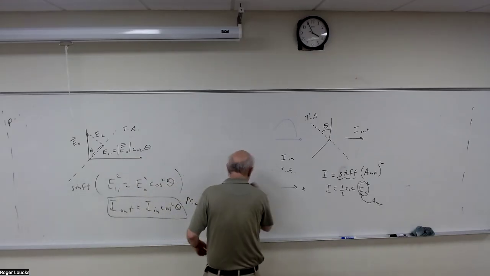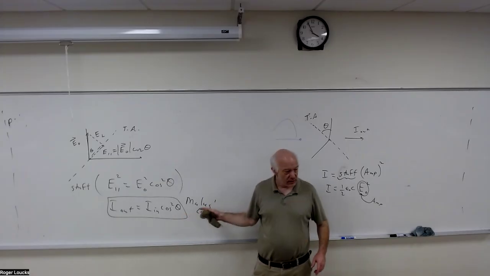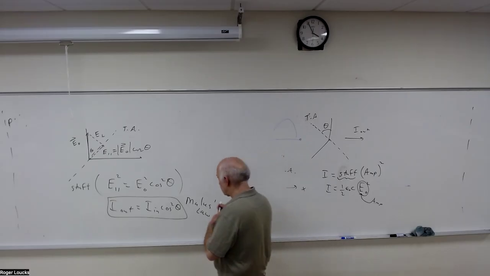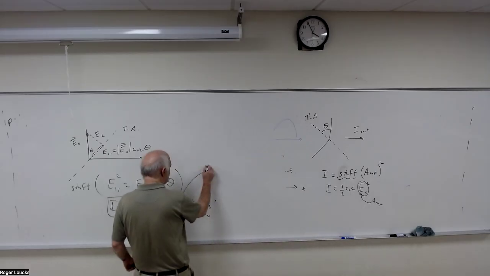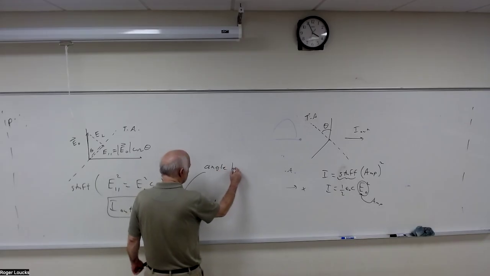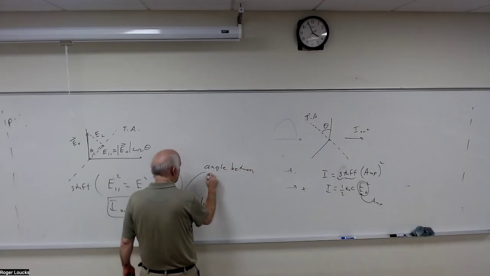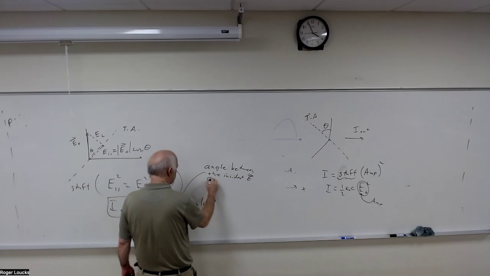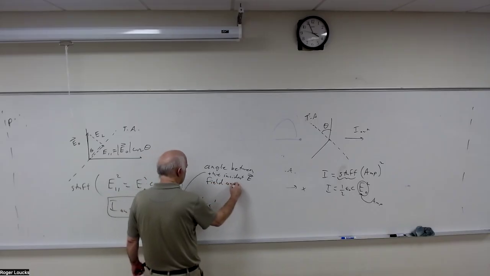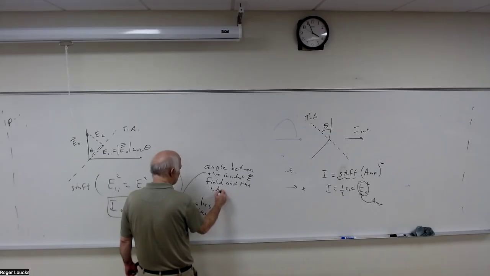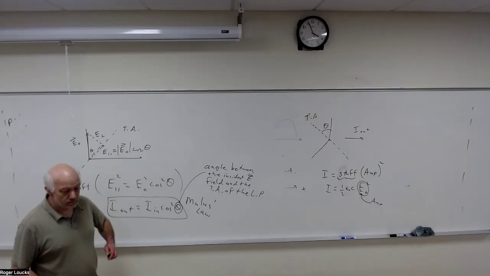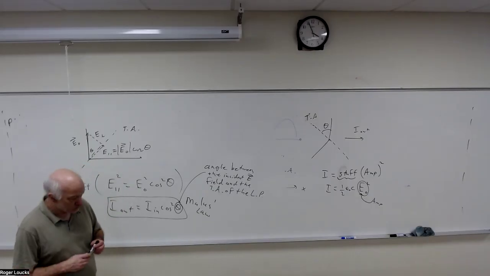So again, this theta is what? Tell me what that theta is. That theta is the angle between the incident electric field and the transmission axis. So this theta here is the angle between the incident E field and the transmission axis of the linear polarizer, which I'll just start calling LP.